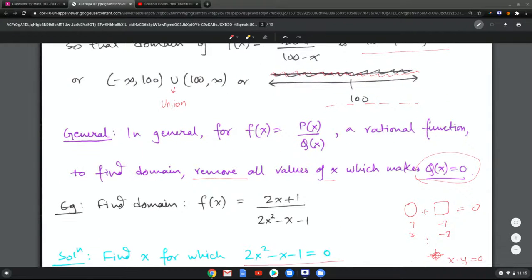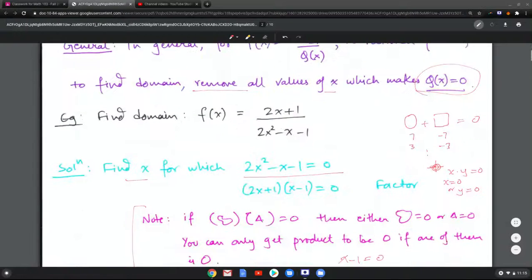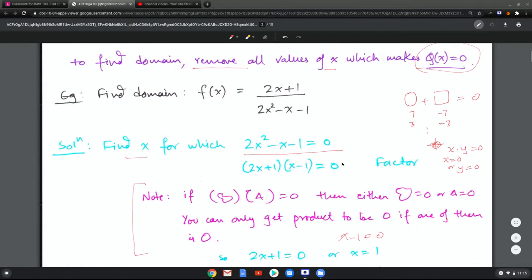In general, if you have a rational expression of the form p(x) over q(x), or a rational function, to find the domain, we have to remove all values of x which make the denominator 0. Now, if you want the denominator to be 0, we're going to see that when things are expressed as sums and differences, and they're equal to 0, they can have many possible solutions, like 7, negative 7, 3, negative 3. But if the product of two things is 0, then one of them has to be 0. And that's why factoring is so useful.